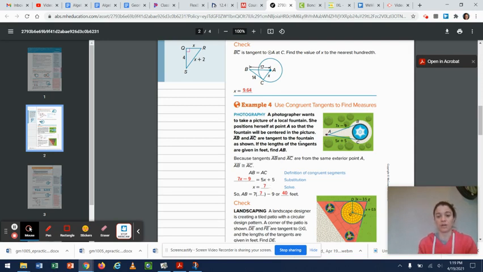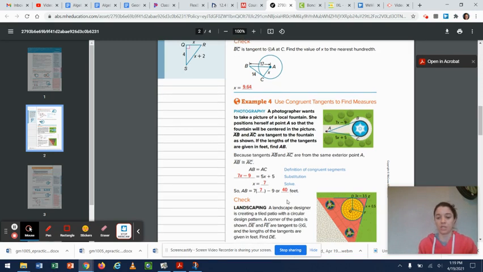To find the length, you'll just finish by plugging in your 7. So 7 times 7 minus 9 would give you that 40. Pause the video and try the check question.